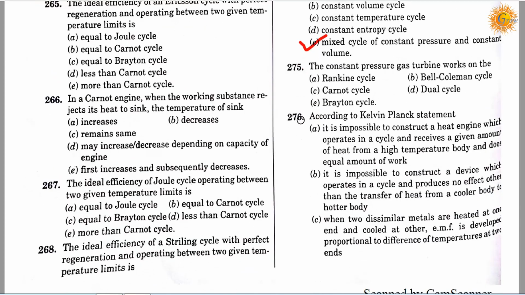Question number 275. The constant pressure gas turbine works on the: option A, Rankine cycle; option B, Bell-Coleman cycle; option C, Carnot cycle; option D, dual cycle; option E, Brayton cycle. So the correct answer is E, Brayton cycle.